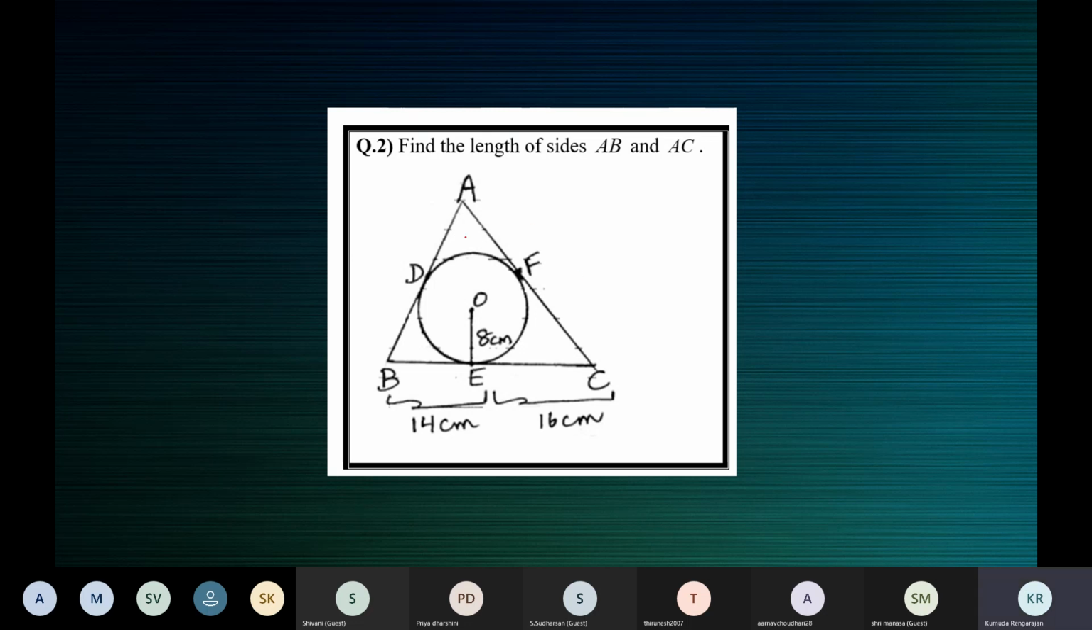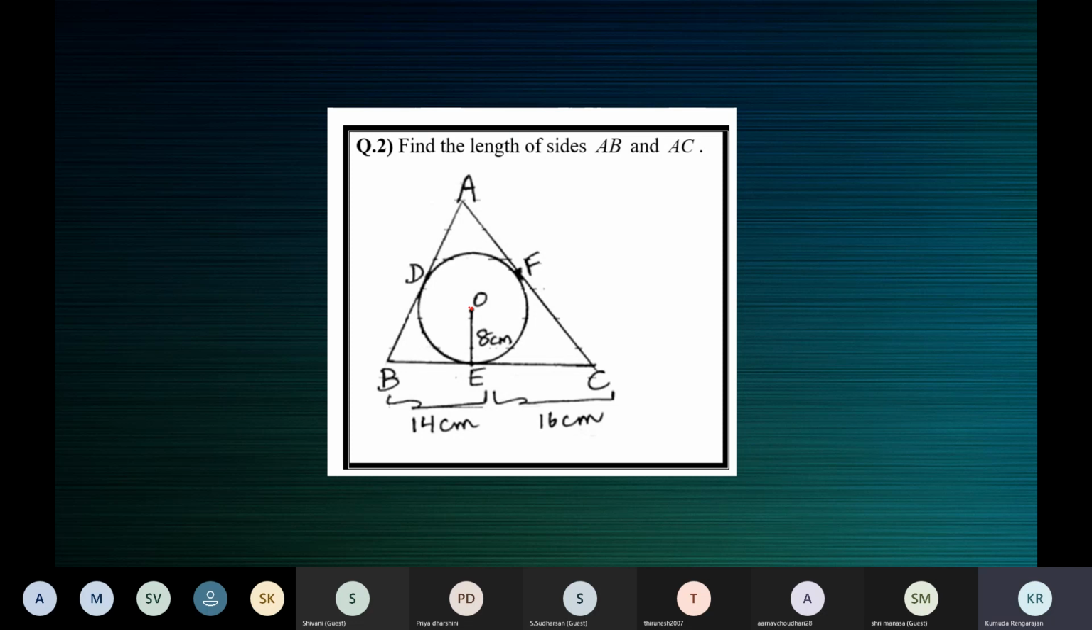Now let's do it together so that we can discuss the answer. What's the first step, children? We have some construction we need to join. Join what? We have to join OD and OF, ma'am. No, let us first divide the whole triangle into three smaller triangles. What do we need to do for that? We have to join OB and OC, ma'am. OA and OB and OA and OC, ma'am.